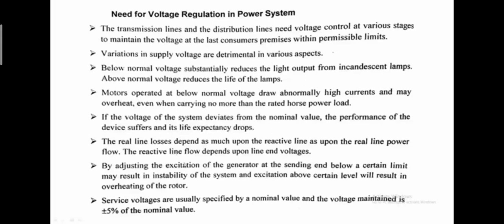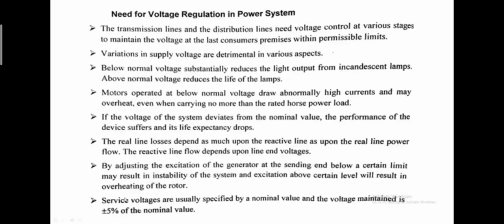Then the next point: adjusting the excitation of the generator at the sending end below a certain limit may result in instability of the system, and exceeding certain limits will result in overheating of the rotor. Yes, you maintain the voltage by adjusting the excitation system. You may have a below-limit value at no load time. If you maintain a below-limit value, the system instability will occur. Above the limit, it supplies more reactive power, then overheating of the rotor will occur. It also supplies more reactive power. Consequently, a voltage drop also occurs.